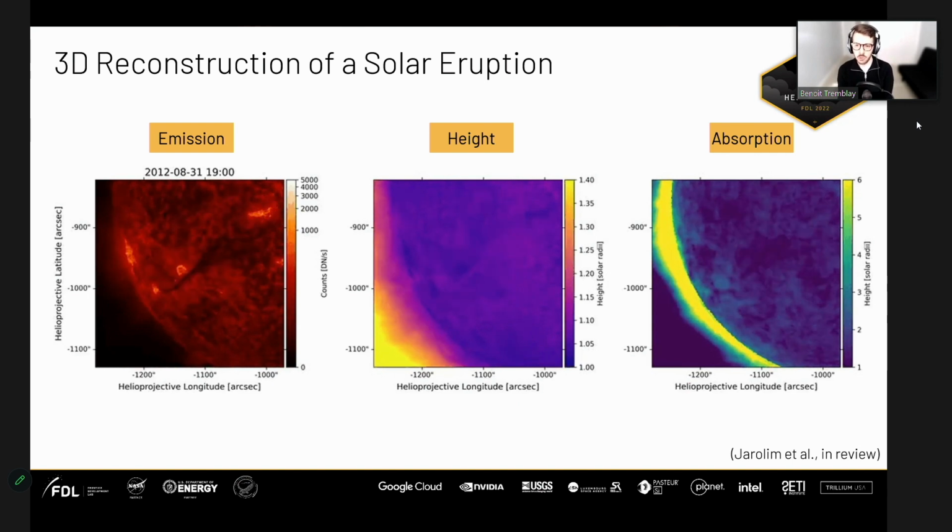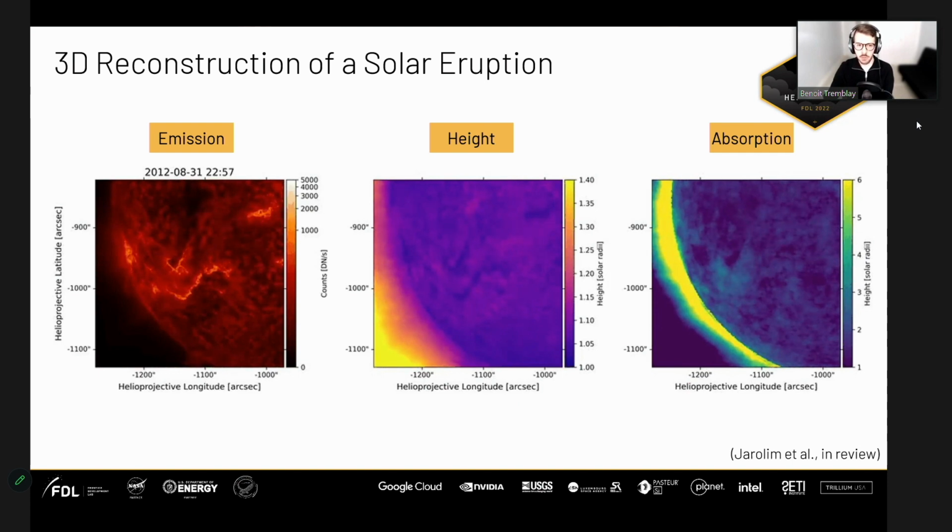And it can also track this way the rise and eruption of the filament. And the flare ribbons are mapped close to the solar surface as well, which is in agreement with our physical understanding. On the right, we're also seeing absorption, which shows the distribution of that plasma, which is rapidly ejected during the event.